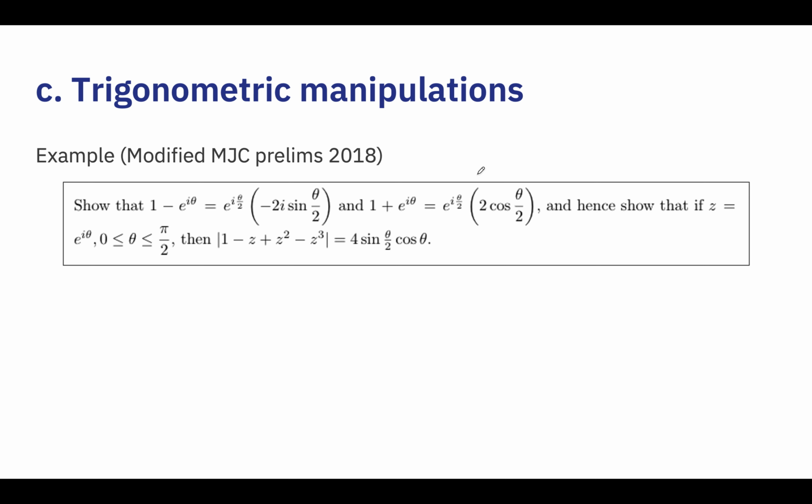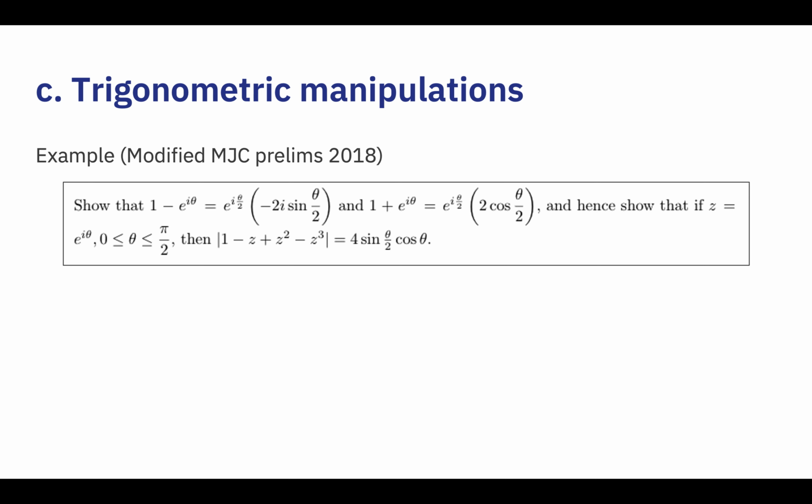Right, so we have an example for you to try over here. It's modified from MJC Prelims 2018. It's a two-part question. The first part asks you to show some properties, some identities that contain both the exponential form of complex numbers and sine. And then the second part of the question is a hence part that asks you to prove this identity that the modulus of 1 minus z plus z squared minus z cubed equals some kind of trigonometric expression. So do pause the video, give this question your best shot, and after this, we'll go through the solution.